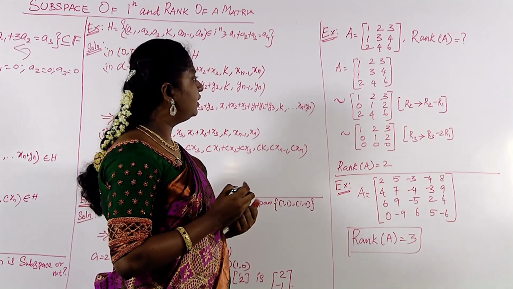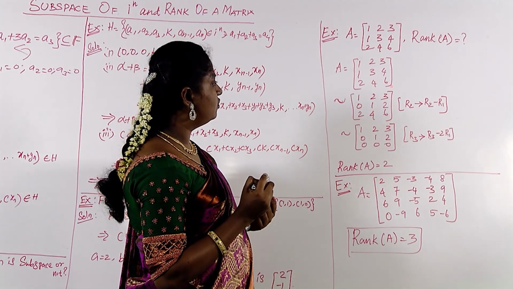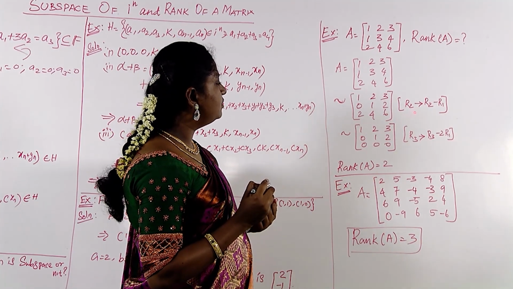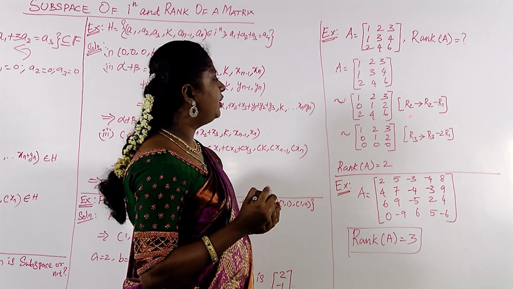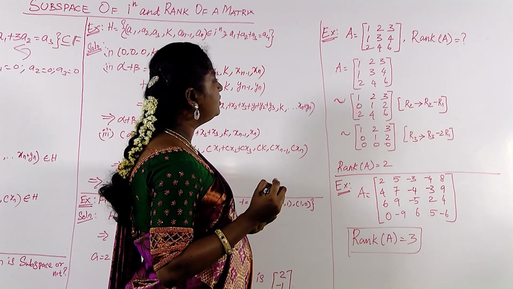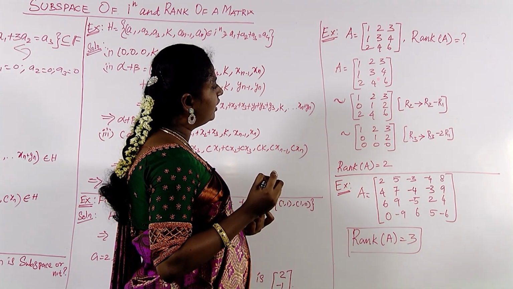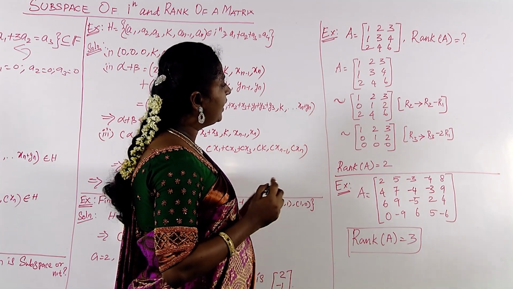So here this is (1, 2, 3), (1, 3, 4), (2, 4, 6), and what I am going to do is change R2 to be R2 minus R1. So this is 1 minus 1 is 0, 3 minus 2 is 1, 4 minus 3 is again 1, here I have to have 1.